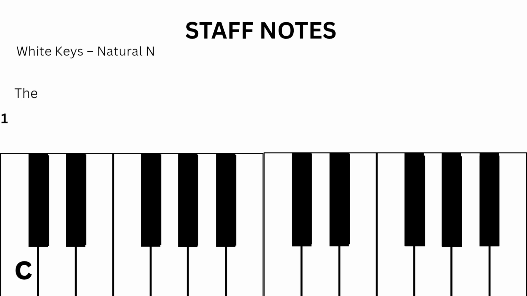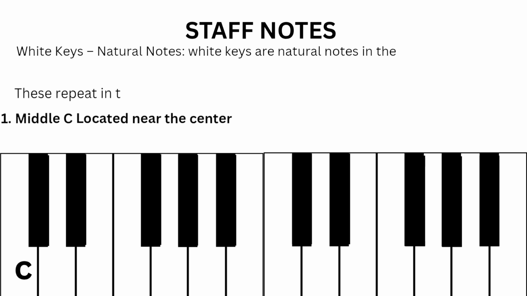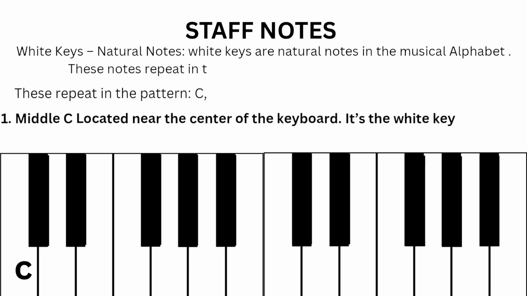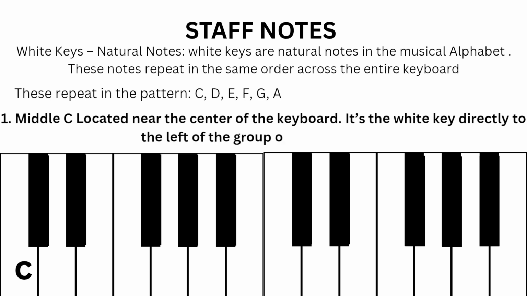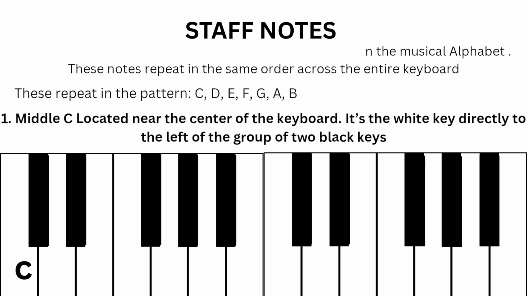White keys are the natural keys in the musical alphabet. These notes repeat in the same order across the entire keyboard. They repeat in the pattern of C, D, E, F, G, A, B. Middle C. Middle C is located near the center of the keyboard. It's the white key directly to the left of the group of two black keys.